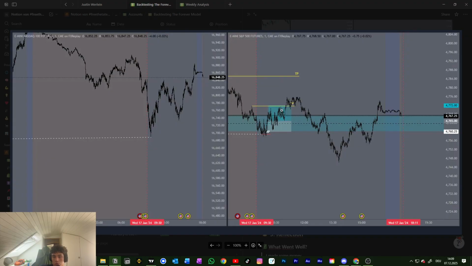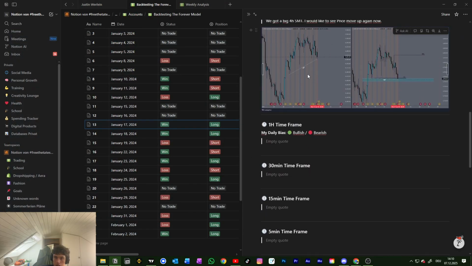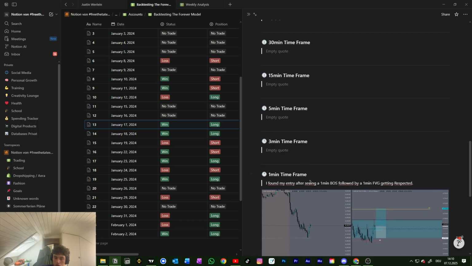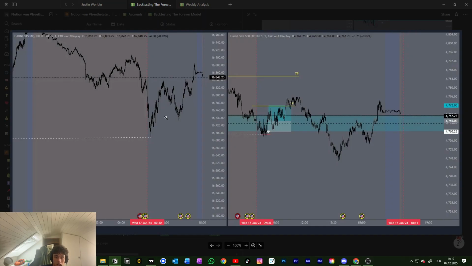We did move lower after the trade, but yeah, I would have taken the trade on the leading index. I would have taken the trade on NQ, because it was the leading index for my bias. And as you can see, the trade here would have worked out way better than on ES.